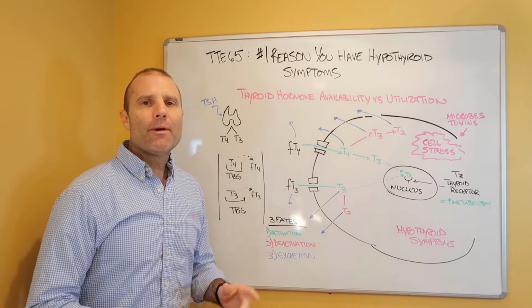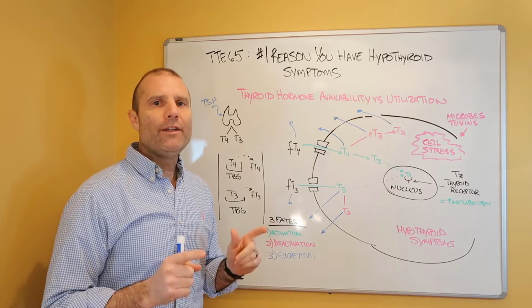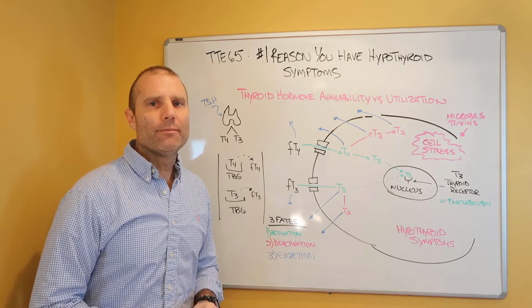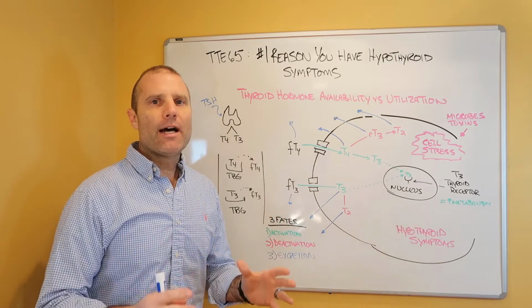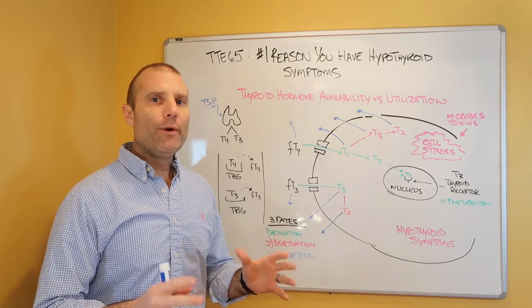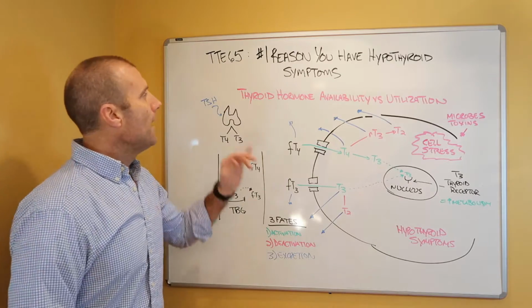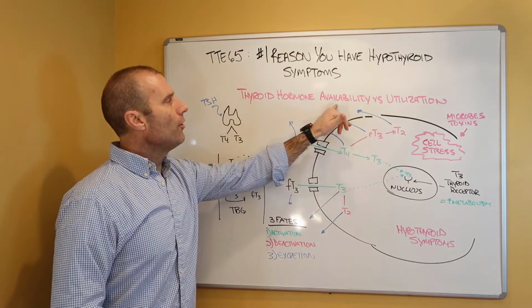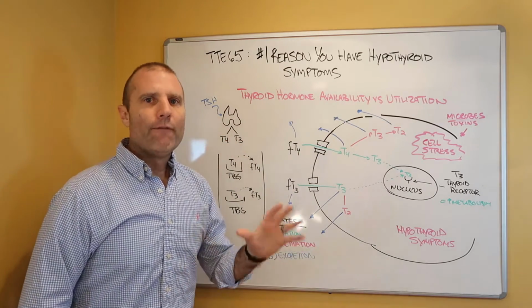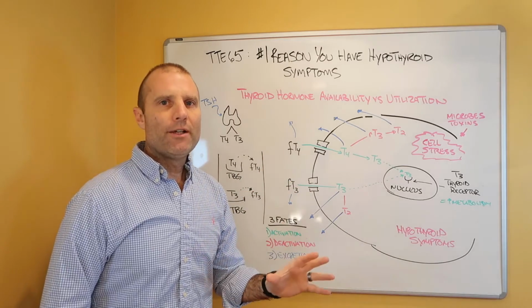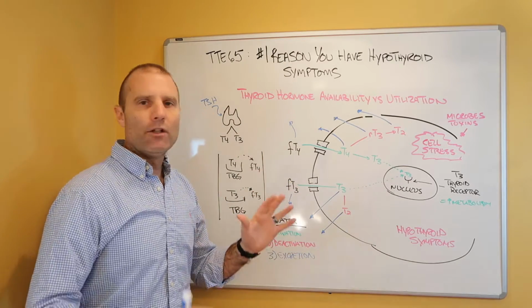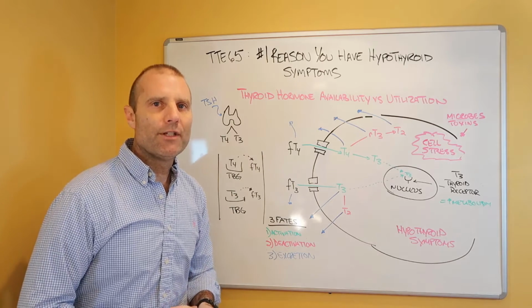And today I want to talk about the number one reason why you have chronic hypothyroid symptoms, okay? And this is something that your doctors are missing the boat on if you have chronic hypothyroid symptoms. And it all comes down to thyroid hormone availability versus utilization by your cells. So let me give you a little run through of thyroid physiology again.